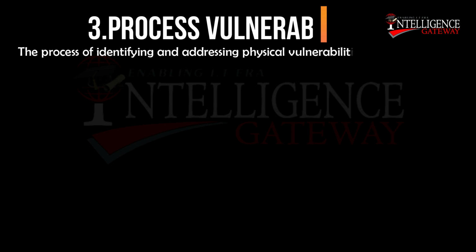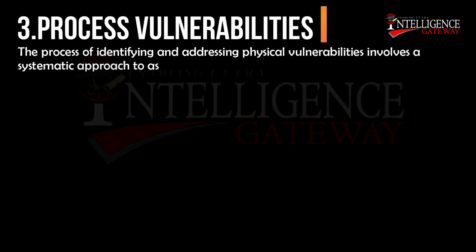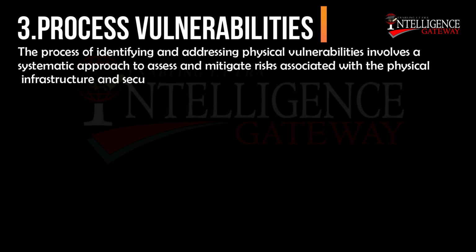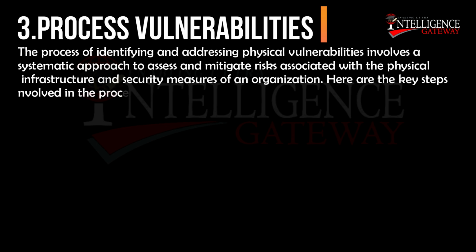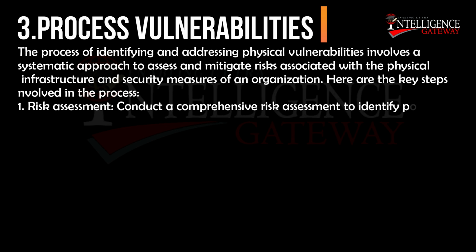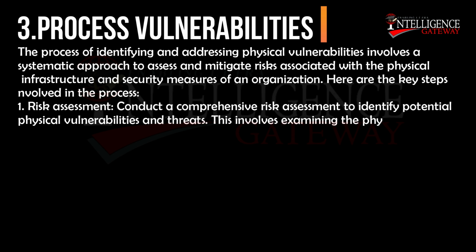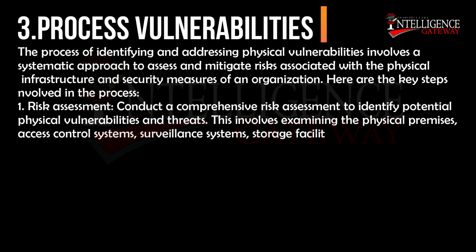3. Process vulnerabilities. The process of identifying and addressing physical vulnerabilities involves a systematic approach to assess and mitigate risks associated with the physical infrastructure and security measures of an organization. Here are the key steps involved in the process. 1. Risk assessment. Conduct a comprehensive risk assessment to identify potential physical vulnerabilities and threats. This involves examining the physical premises, access control systems, surveillance systems, storage facilities, and other relevant aspects.